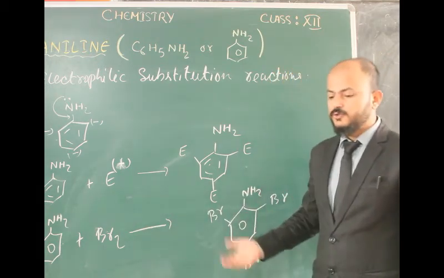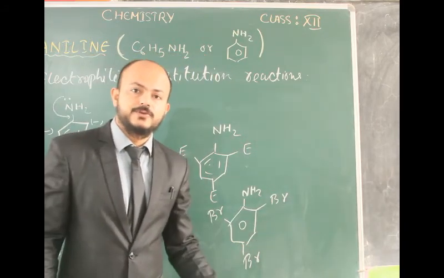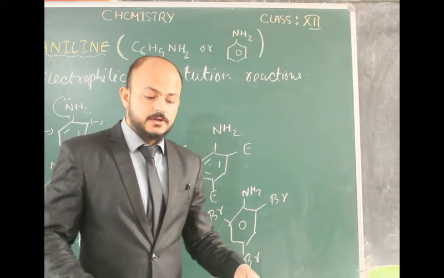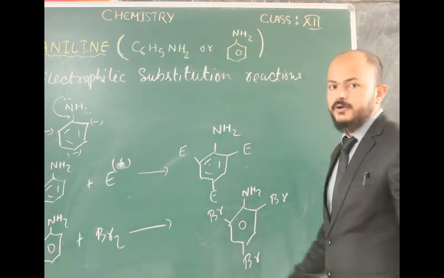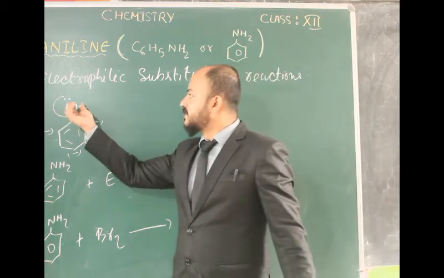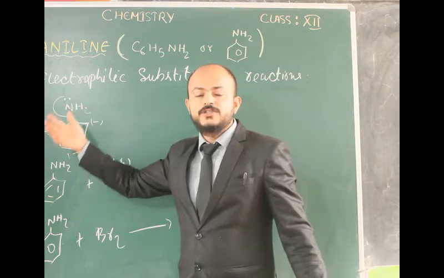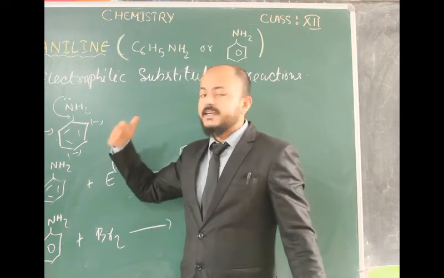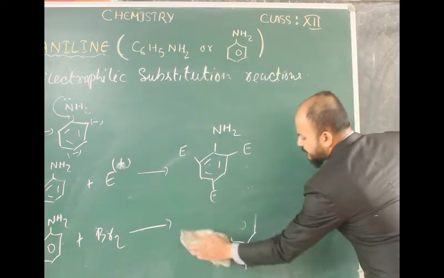So what can we do to get only either ortho substituted product or para substituted product? In order to obtain only ortho substituted product or para substituted product, we have to decrease the electron donating capacity of what? NH2. So for that we should carry out acetylation. You have to remember this, okay?